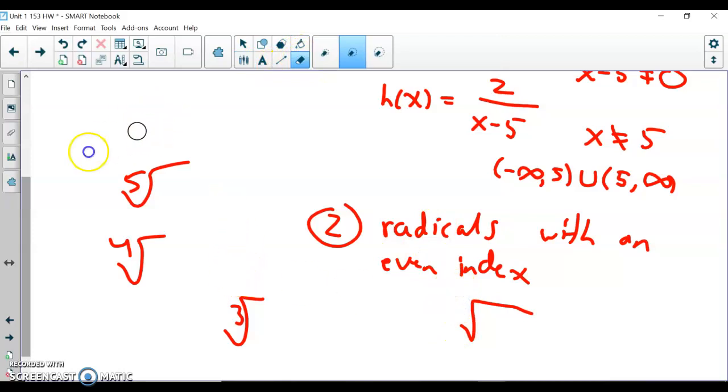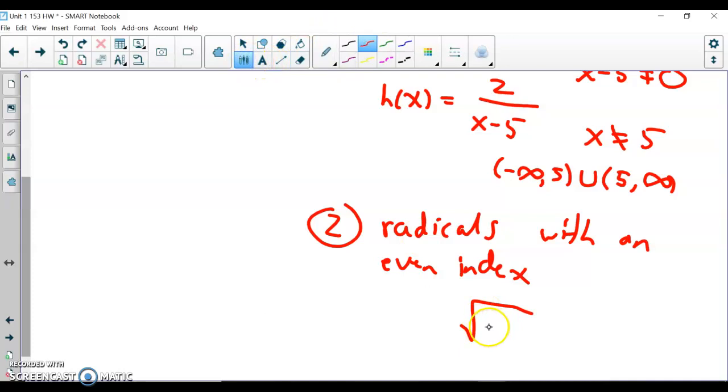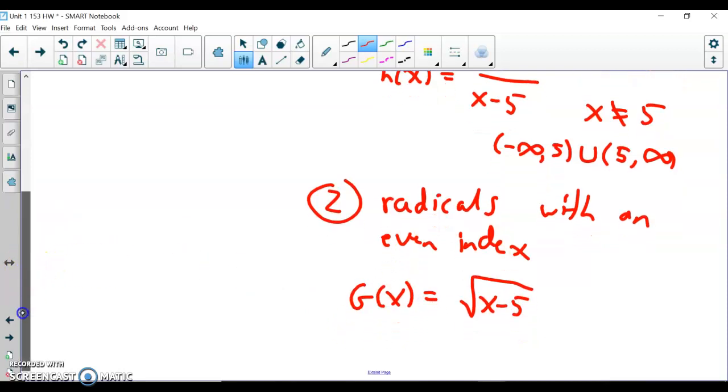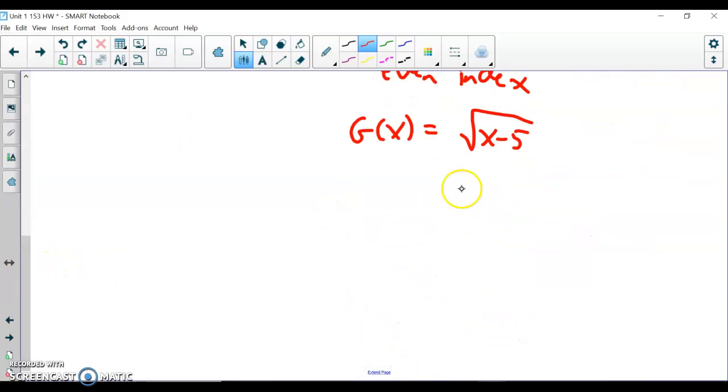We're mostly going to see square roots, but you can really see radicals of any index, and we'll see more and more of those as the class goes on. But the idea is, if you're taking an even root of something, let's say the square root, I want to take the square root of that x minus 5 again. We'll call this function g of x. Whatever that x minus 5 is, what has to be true about it? If we're taking the square root, it has to be something that's not negative.